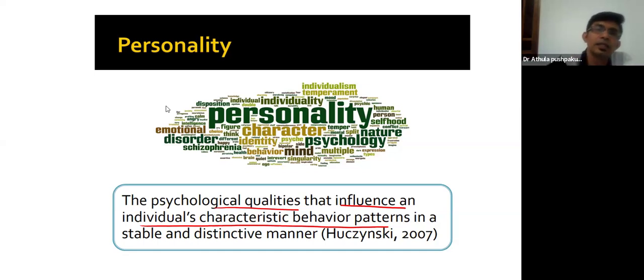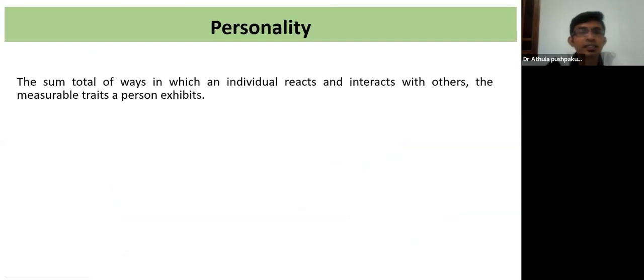Right. Okay, now I think you have all done this part. Another one: personality is the sum, or summation, the total of ways in which an individual reacts and interacts with others. The measurable traits a person exhibits.